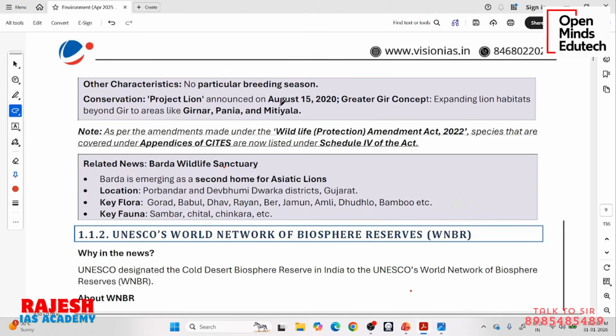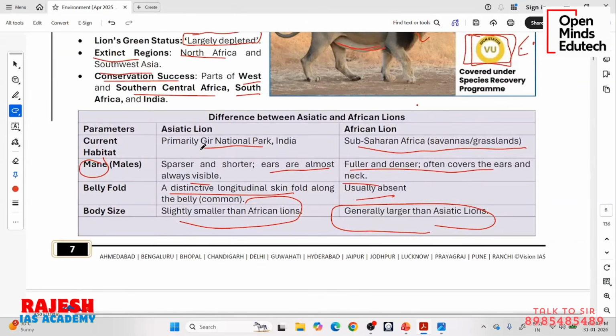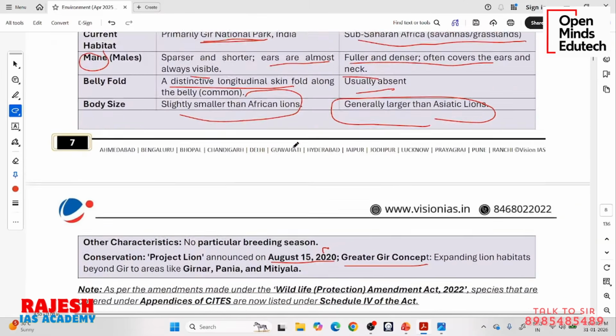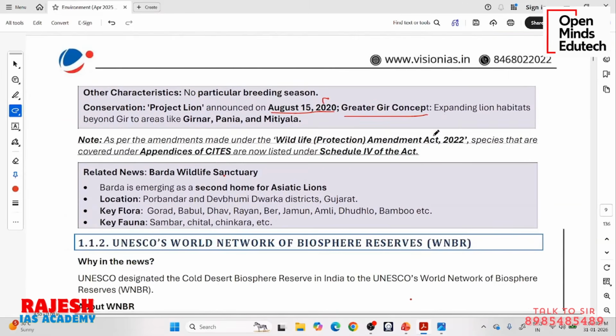Project Lion, the conservation project, was announced on August 15, 2020. So the Indian government has a conservation scheme for lion called Project Lion, launched in 2020. Now there is a Greater Gir concept. At present it is limited to the Gir National Park in India, but now we are expanding the habitat of the lion. We are creating the conditions for the lions to shift to larger areas.